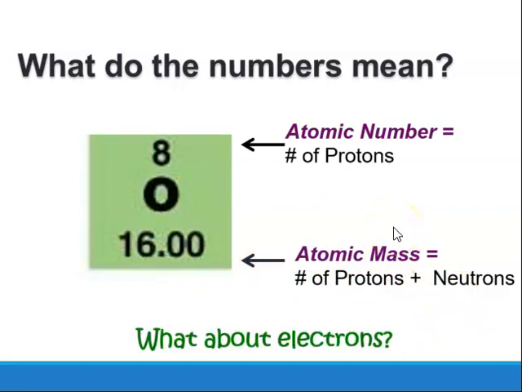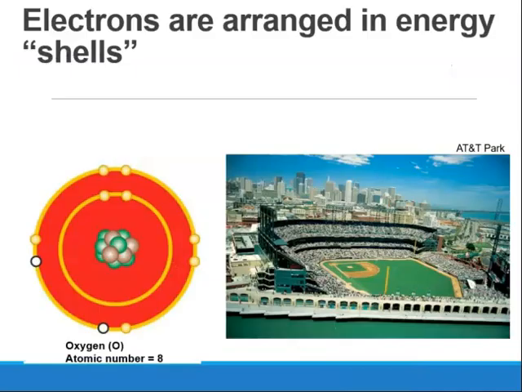So what about electrons? Well, we know that the number of electrons is actually equal to the number of protons. So if there are 8 protons to this element, that means there are 8 electrons. Now, electrons orbit the nucleus in what are known as shells. So electrons are arranged in energy shells. Going back to oxygen, we know that there are 8 protons. The number of protons is equal to the number of electrons. So we have 8 electrons in an element of oxygen.